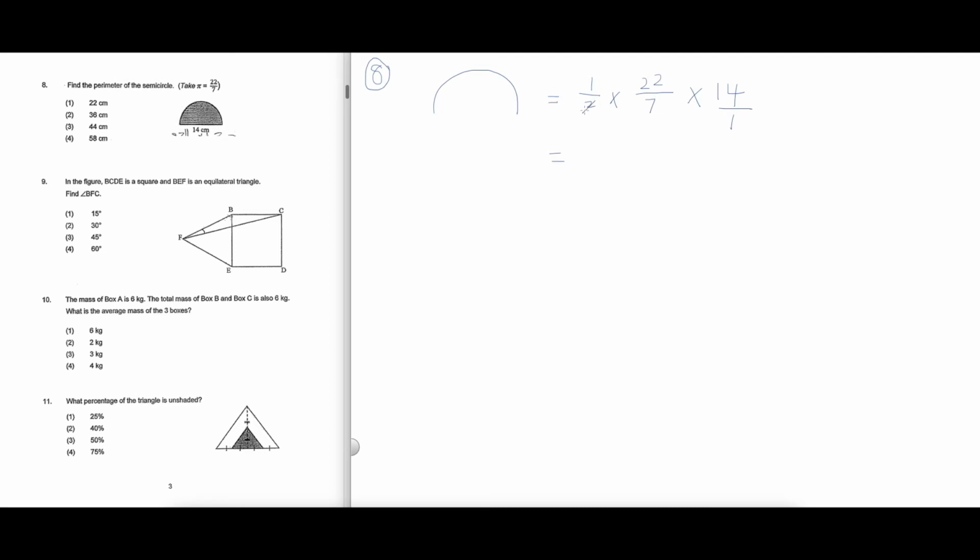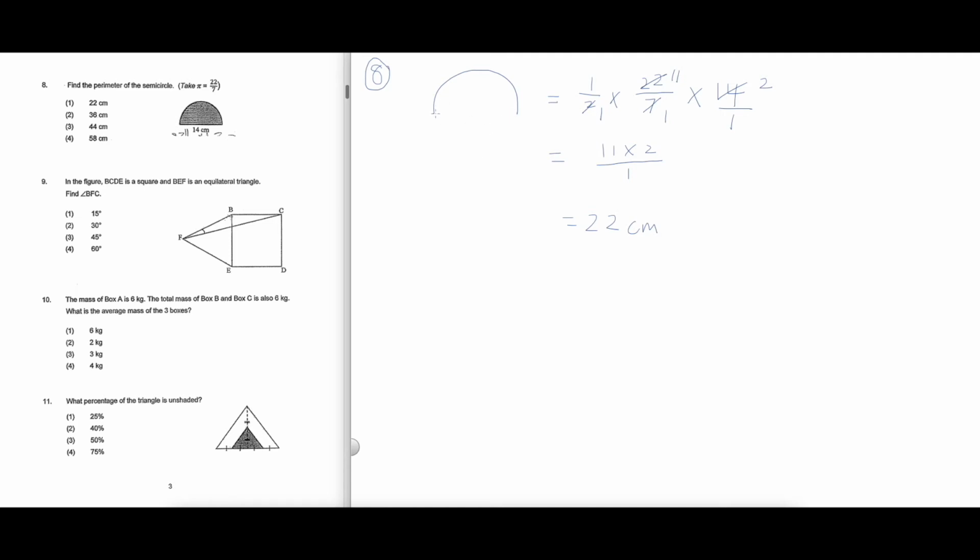Let's do some cancellation, okay? So I divide both by 2. So now I divide both by 7. So at the end, I'll get 11 times 2 over 1 times 1 times 1 is just 1. So my answer is 22 cm. So this is the curve part. The curve part is 22 cm.